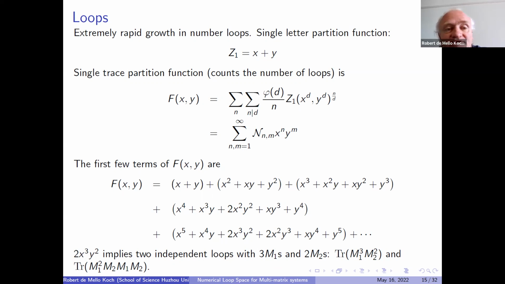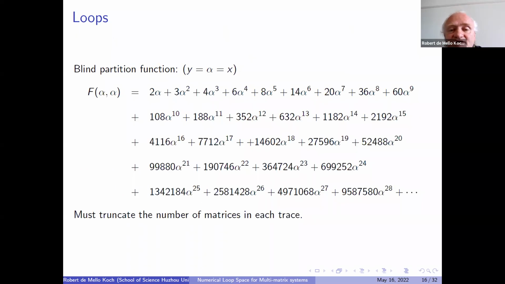To evaluate that, you can look at the blind partition function where we just set y equal to x equal to alpha. This is what the blind partition function looks like. To give you an example of what this means, the alpha to the 17 term is multiplied by 7,712. That tells you that there's a total of 7,712 independent loops that you can make using 17 matrices, and any number of M1s and M2s. So you take the number with all M1, then all M1 except one M2, and so on, and add up the total number of loops, which is 7,712.